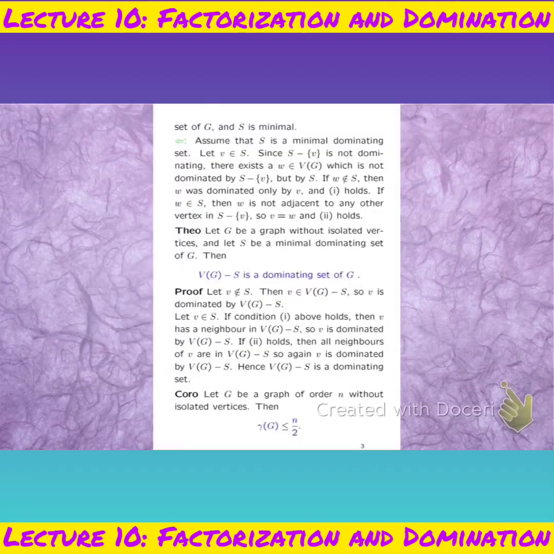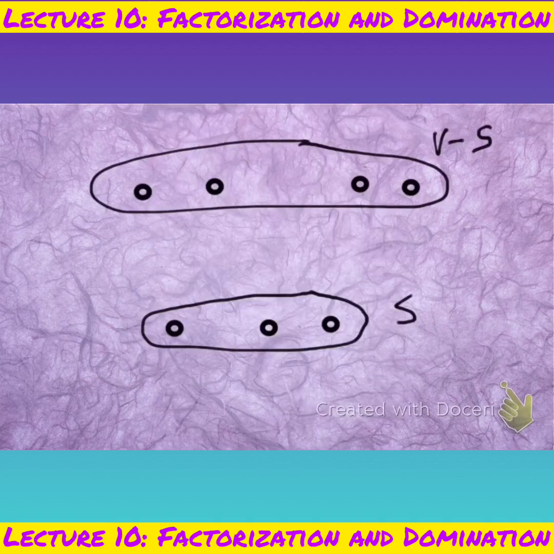Alright, so the next theorem states that if G is a graph without isolated vertices, and if S is a minimal dominating set of G, then the complement is a dominating set of G. So there's S and V minus S, and we claim that V minus S is a dominating set. Okay, so let's assume that V minus S is not a dominating set.